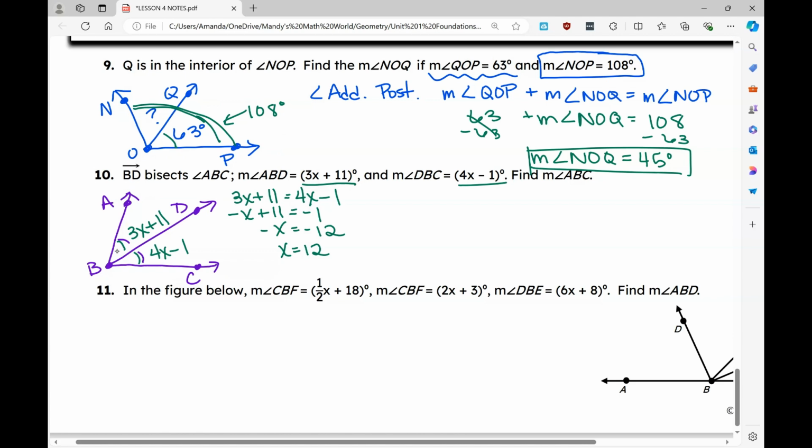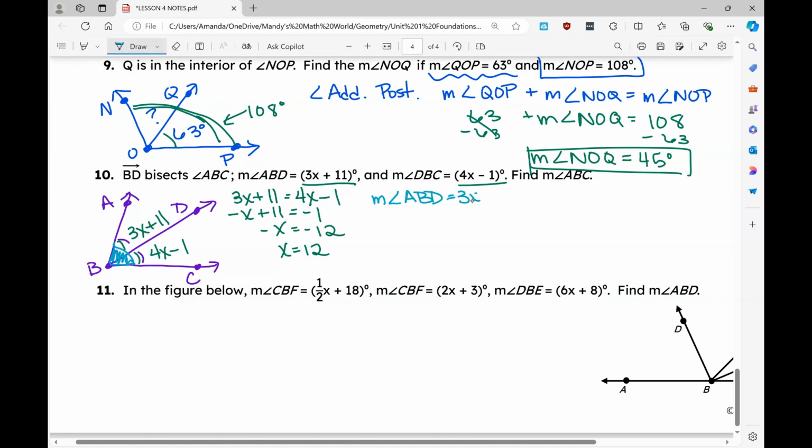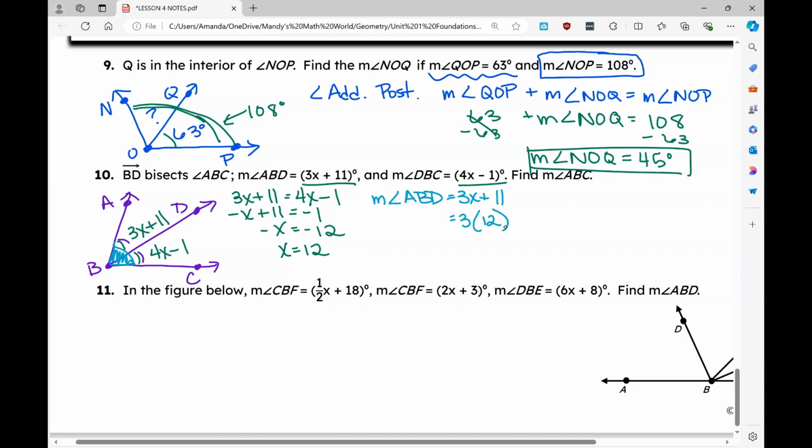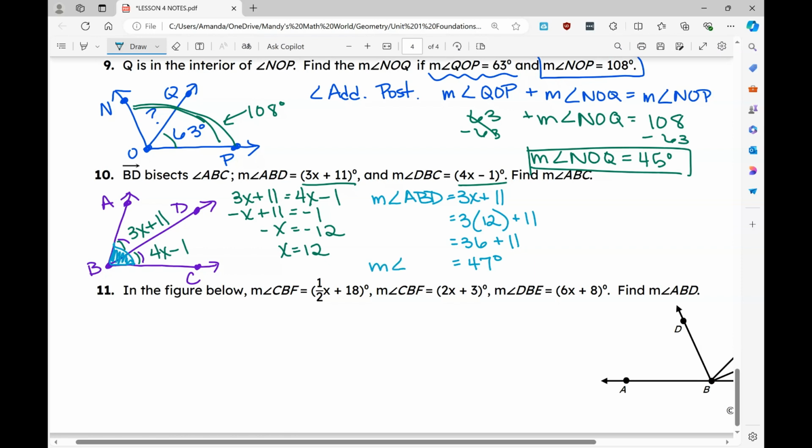Again, I'm looking to find the measure of this entire angle right here. Okay, what can I do? Well, I know that the measure of angle ABD is 3x plus 11, and I know the value of x to be 12. So can I substitute 12 in for x? Sure. 3x plus 11 is 3 times 12 plus 11. 3 times 12 is 36. 36 plus 11 is 47. That means the measure of angle ABD is 47 degrees.